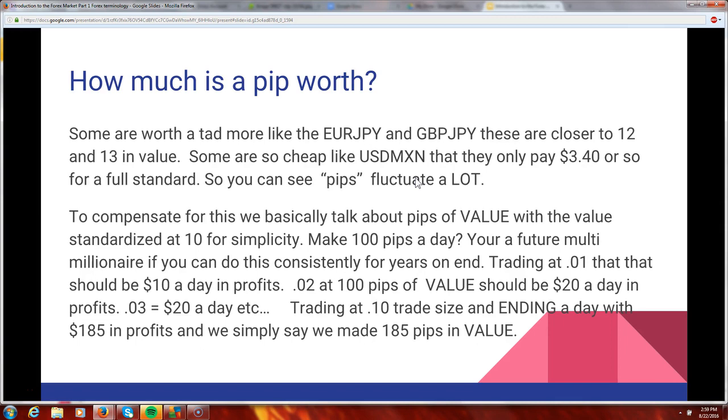They're closer to 12 or 13 in value. Some of these are very cheap. Like I said, the USD MXN pays, I think it's like $3.40 for a full standard. So you see that pips really do fluctuate a lot. But to compensate for this, okay, we basically talk about pips of value, with the value standardized at 10 for simplicity, okay? So you're a future multimillionaire, by the way, and that's no joke.